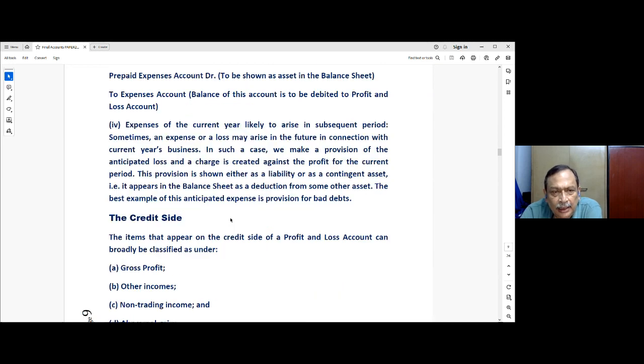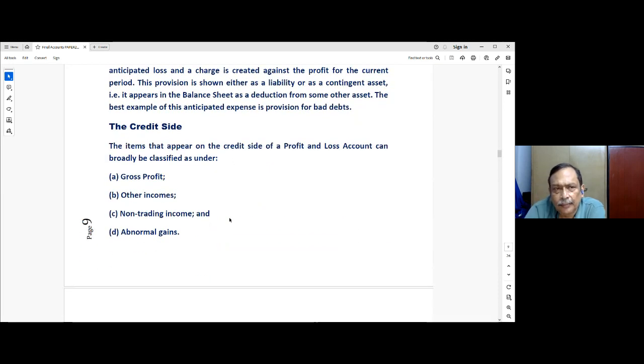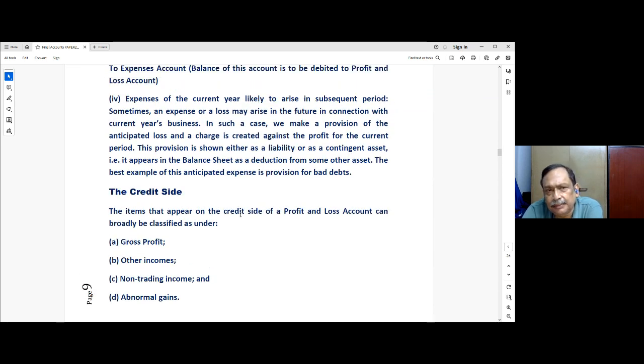Okay. Now we are coming to the credit side, but before the credit side, remember the best example I am going to give you. For the expenses of the current year likely to arise in a subsequent period, the best example of this anticipated expense is provision for bad and doubtful debts.